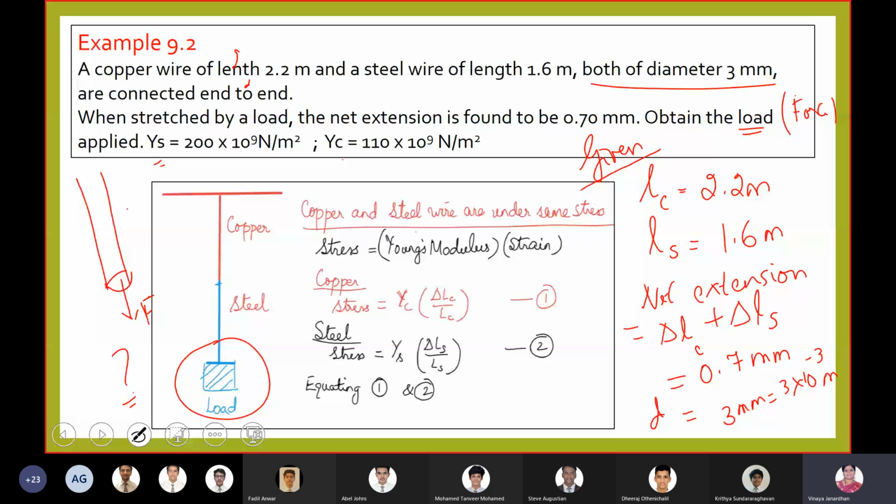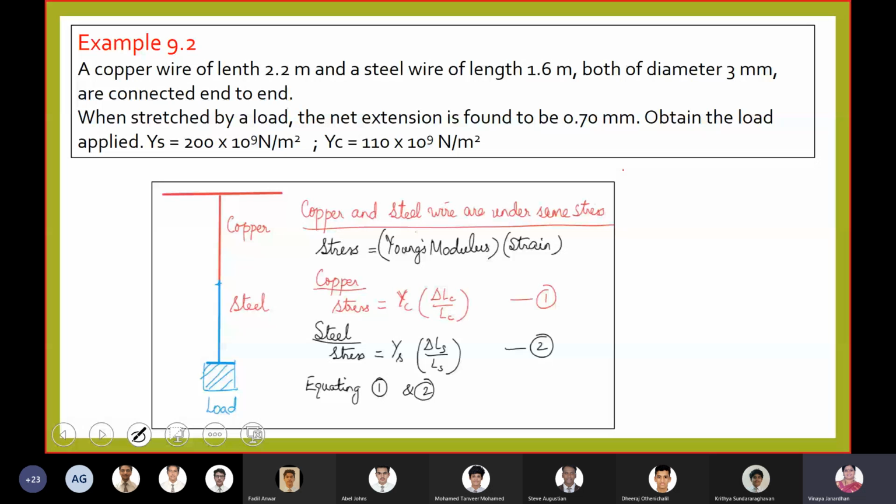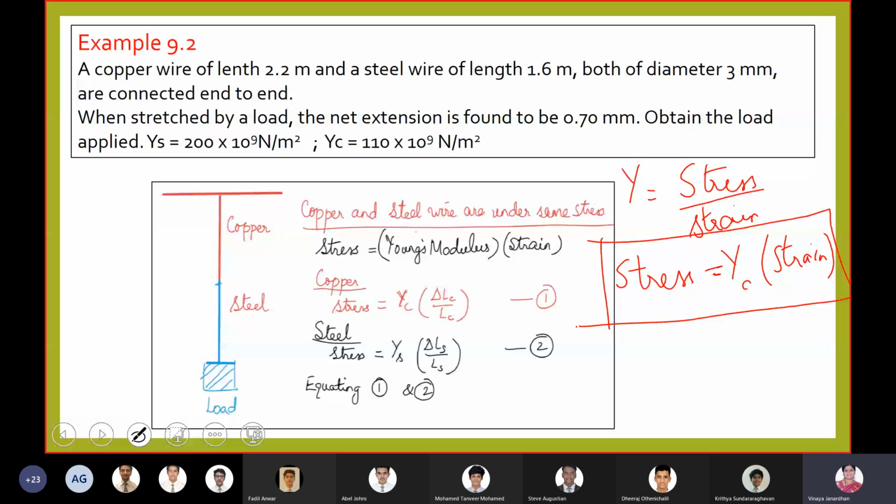First and foremost, we'll go for the formula for your Young's modulus. What is your Young's modulus? It is stress by strain. Now both the wires undergo the same stress because they are connected together and have the same diameter, but the strain will be different and the Young's modulus is also different. So this will be the general formula: stress is equal to Young's modulus into strain.